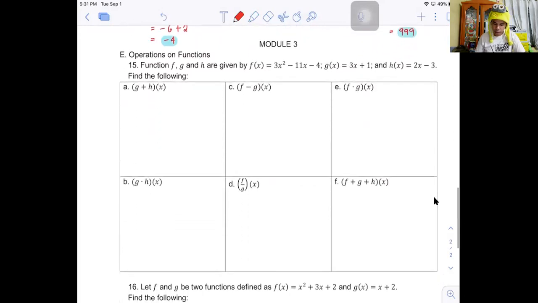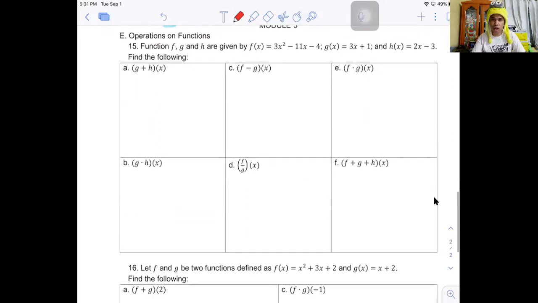Okay, now let us go to operations on functions. I hope you have studied this. This one is very similar to the operations on algebraic expressions that were taught to you in grade 7. The difference is that this is about functions, and at the same time there is an additional operation, which is composite functions or composition of functions. Okay, let us start here.